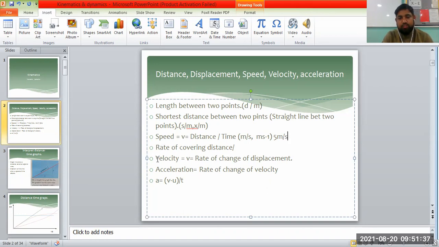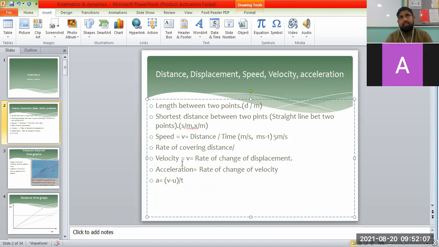Then we can also define velocity. So speed is taken from distance, velocity will be taken from displacement. So rate of covering displacement, rate of change of displacement, or displacement covered per unit time, all of these can be the definition of velocity. Is that clear? Yes, sir.